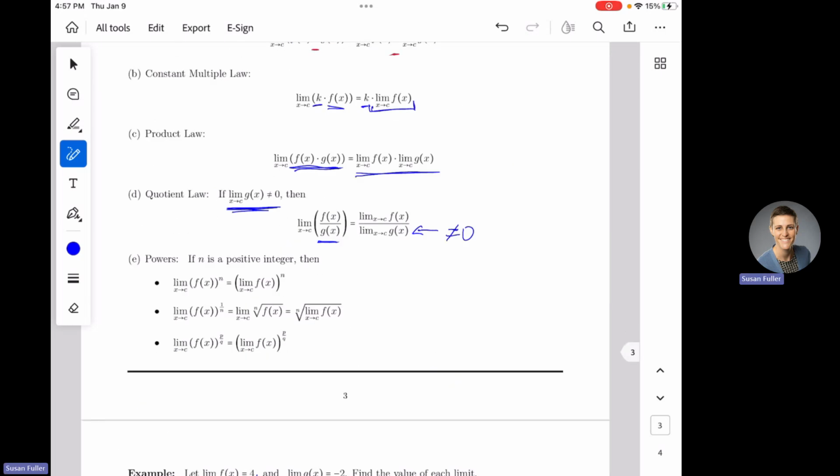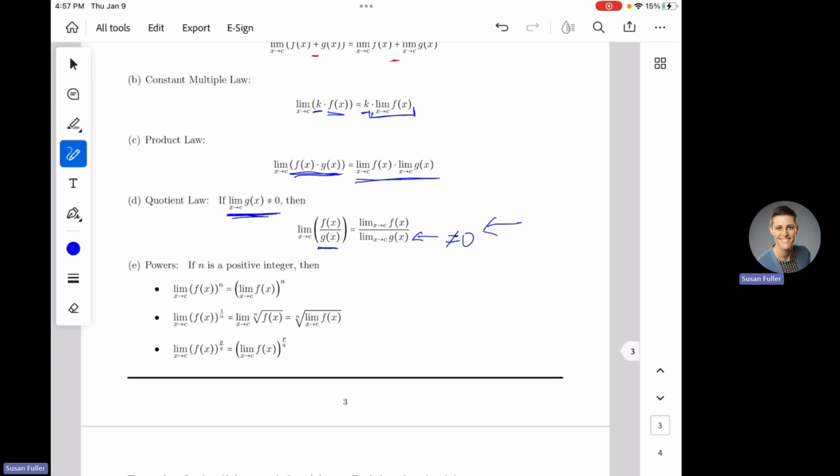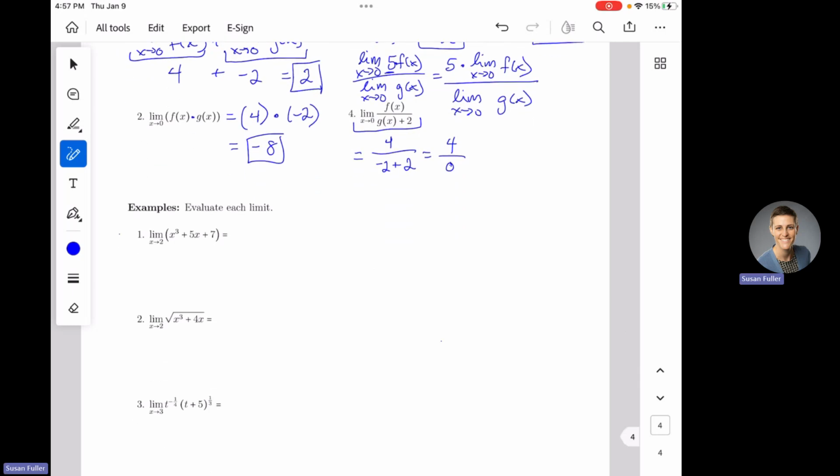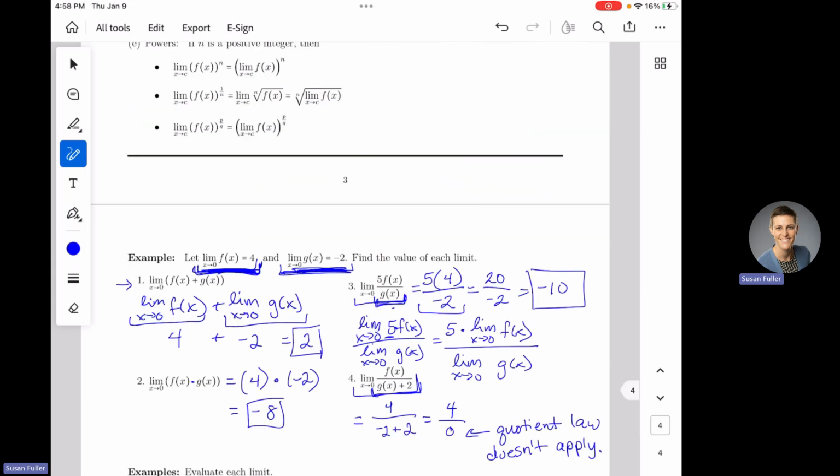Notice now we're stuck because the limit law says that we can use this quotient law as long as the bottom's not 0. But in our case, ooh, that bottom goes to 0, which means that quotient law lets us down. Right? We can't just divide these because the bottom goes to 0. We know that we are at a vertical asymptote on this function because I have a non-zero divided by 0, but I don't have enough information to go further, right?